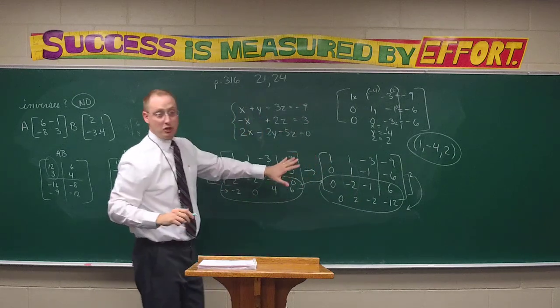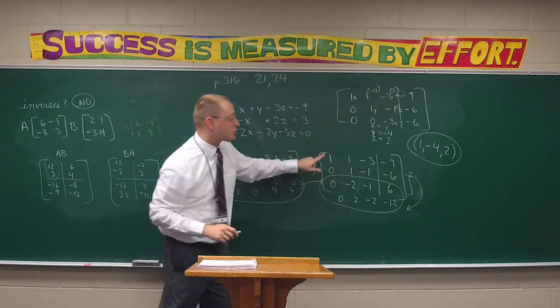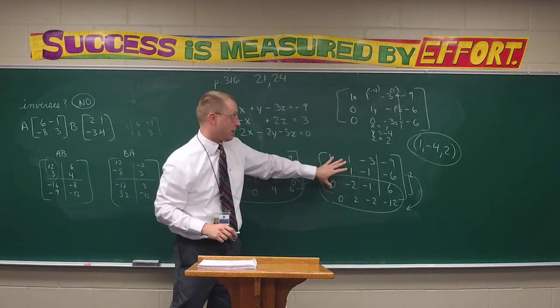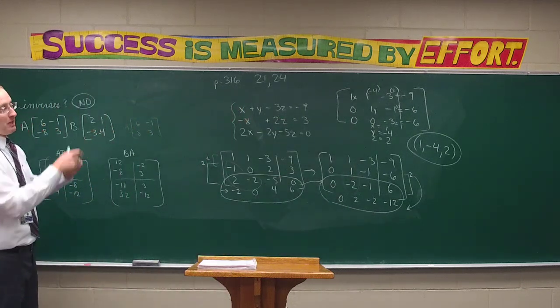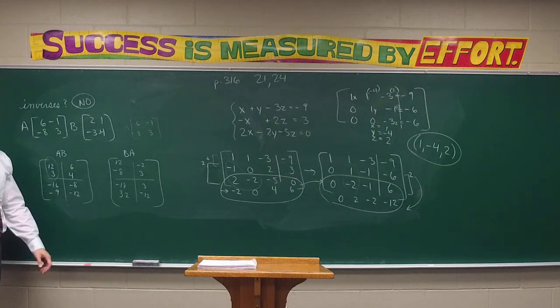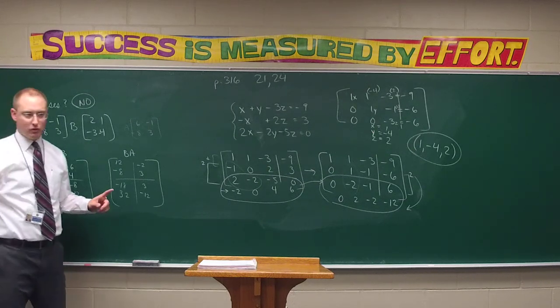Now, you didn't have to do it the same way I did. So your ending matrix may not be exactly like mine, but the answer still should have been the same. How many had 1, negative 4, 2? All right, questions from those who didn't?